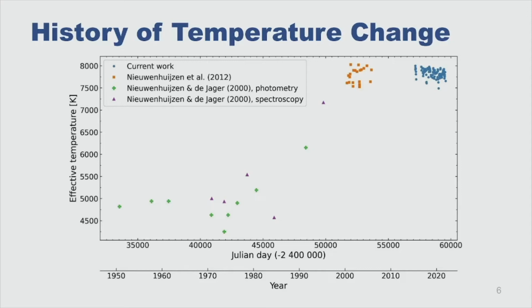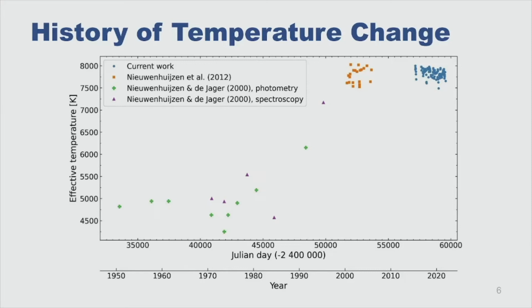And the second one of them occurred from 1979 to 1982. In both cases, there was a considerable drop in temperature, in addition to many other physical parameters that changed over that time. But after the second mass loss event, the temperature started to rise very rapidly, and it reached about 8,000 Kelvin by the beginning of 2000s.